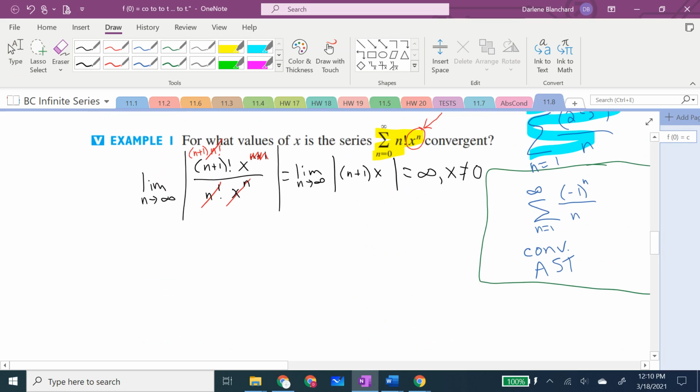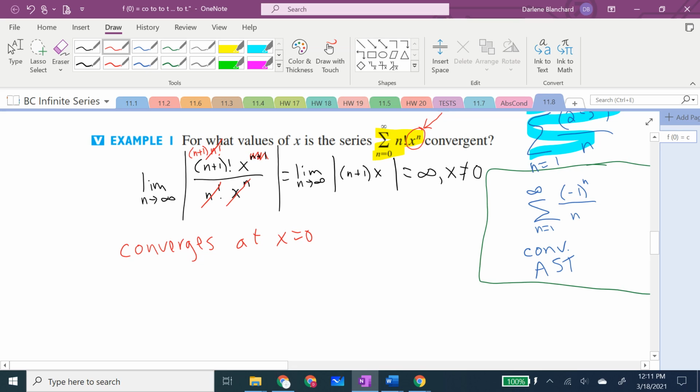Where did it go? Right here. So as an answer, you can say that it converges at x equals 0, or you can say it converges only at x equals 0, or converges only at its center, comma, x equals 0. But you've got to at least say that much.